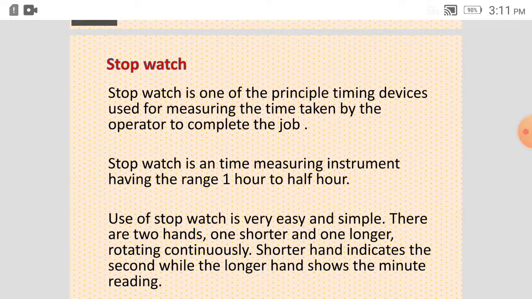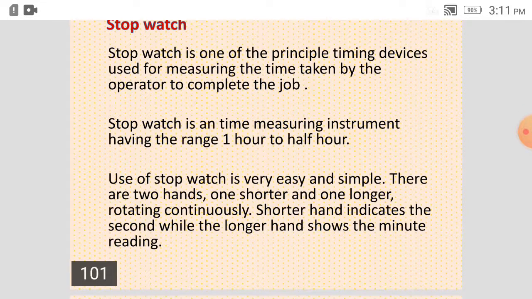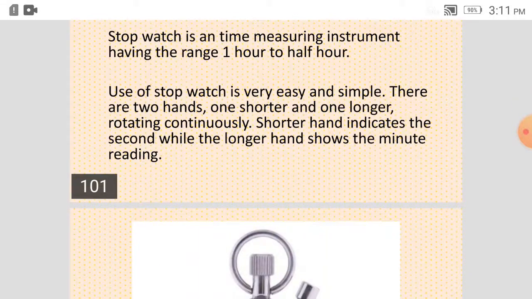It is a time measuring instrument having the range of 1 hour to half hour. Use of the stopwatch is very easy and simple. Everybody knows that. There are two hands, two indicators, one is shorter and one is longer, one is for the second and one is for the minute. The shorter hand indicates the second and the longer hand indicates the minute.